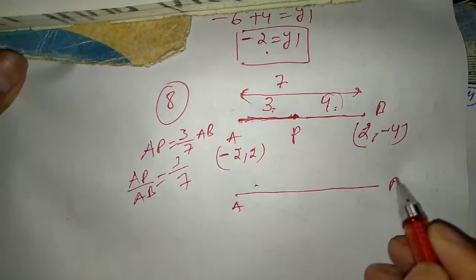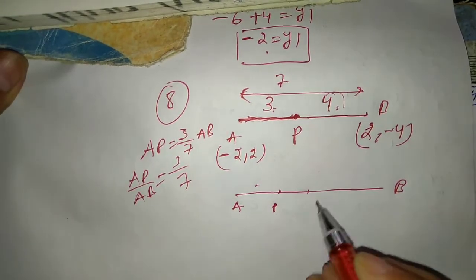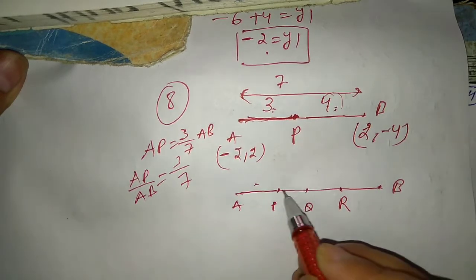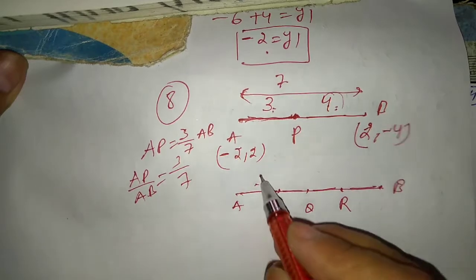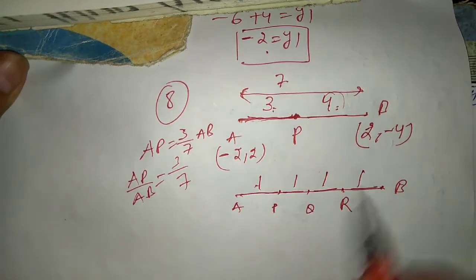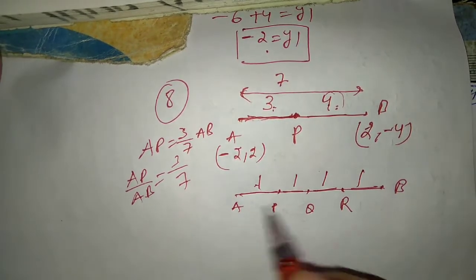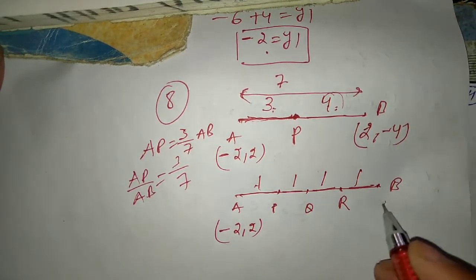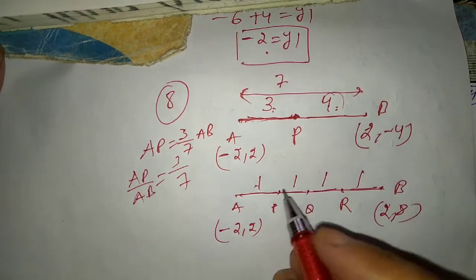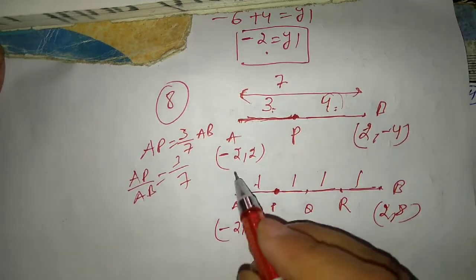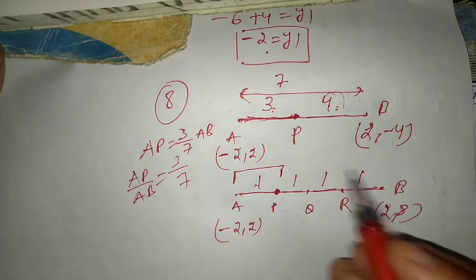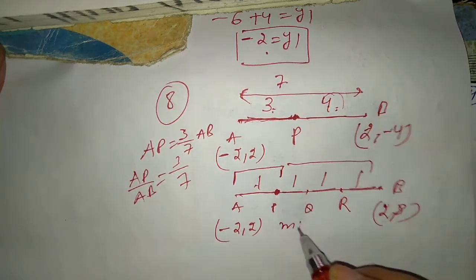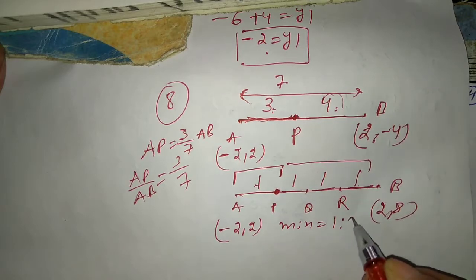This is A and B, and P, Q, R here. So 1 part, 2 part, 3 part and 4 part, each 1, 1, 1, 1. Coordinates of A and B are given: this is (minus 2, 2) and this is (2, 8). So if we are taking point P, the ratio will be 1 and 3. m and n will be 1 and 3.